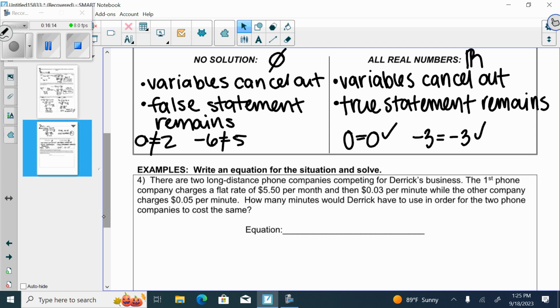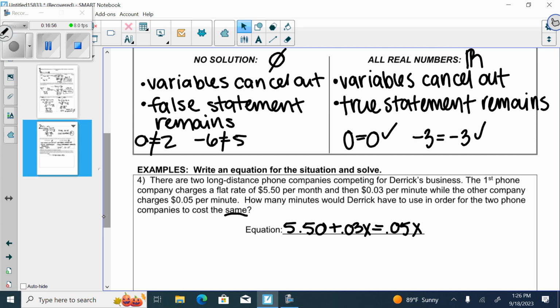Okay, so the first phone company is going to charge you how much, no matter how much you talk on the phone that month? With their flat rate, $5.50. Right. They're going to charge me $5.50 every month, no matter what, plus 0.03x, that 3 cents per minute. Okay, and I want this to be the same, right? That's what it says. So equals. Did the other company charge a monthly fee? No, they just charged per minute, which was 0.05x.